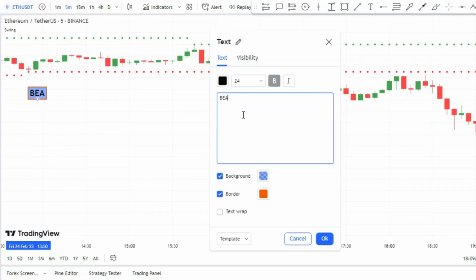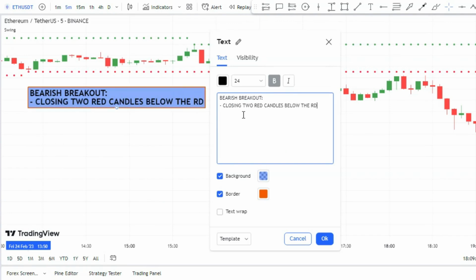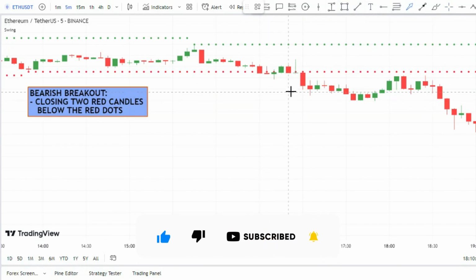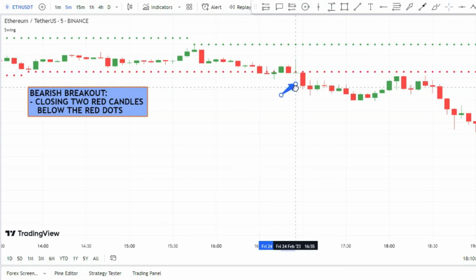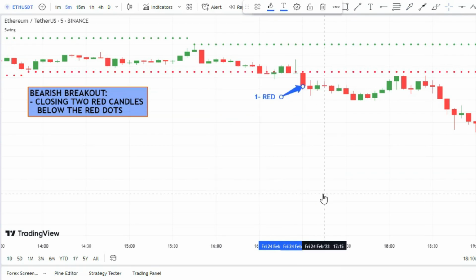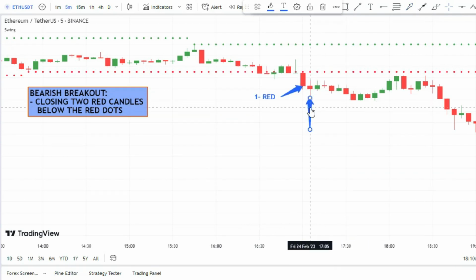On the other hand, a bearish breakout occurs when the price action breaks below the red dots representing the swing low, but it is only confirmed when two consecutive red candles close below these dots. This means that we need to wait for at least two candles to close below the swing low before entering a short position. In this example, the bearish breakout has been confirmed as the price has closed below the red dots, which represent the swing low. Furthermore, the next candle also closed below the dots, indicating a continuation of the bearish trend.